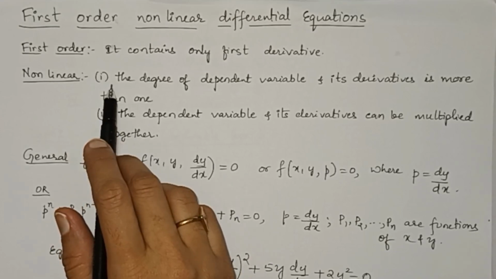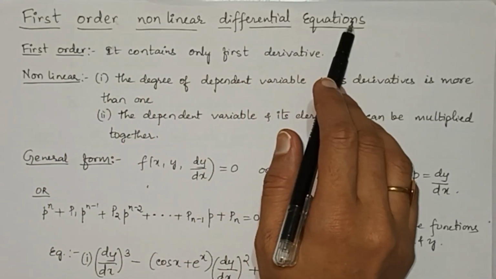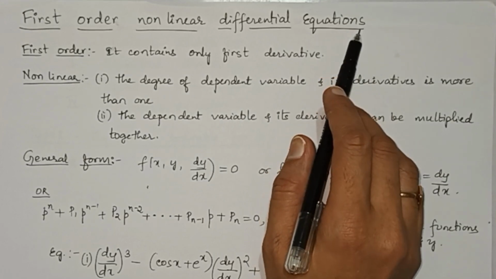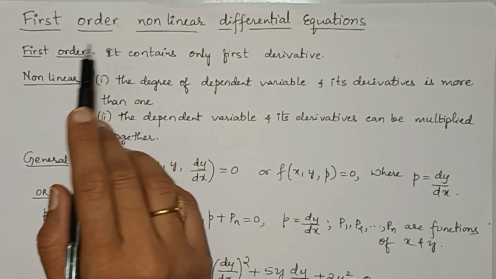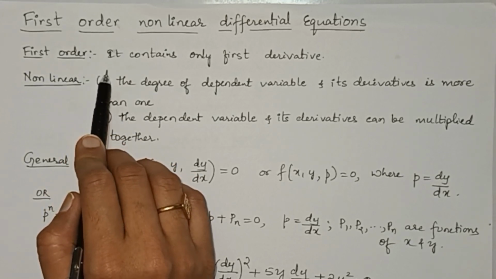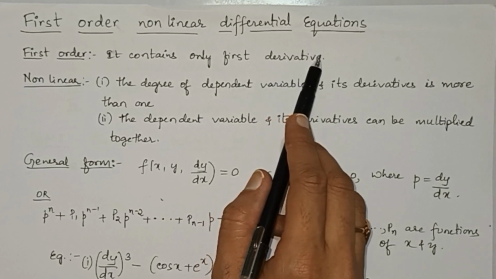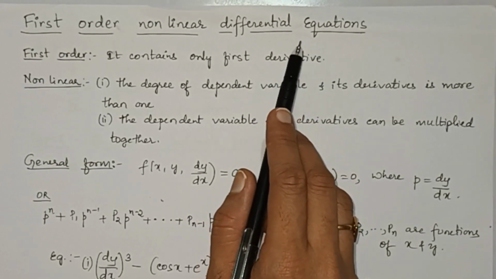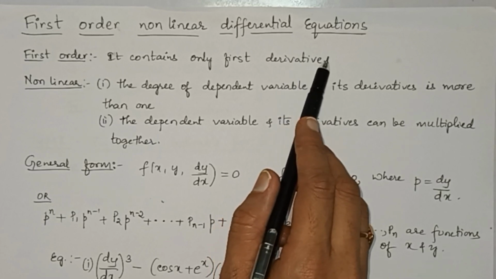In this video, I'm explaining first order nonlinear differential equations and how to solve them. So, what is a first order differential equation? A first order differential equation means it contains only the first derivative of an unknown function. That is, if y is the unknown function, it has just dy by dx.